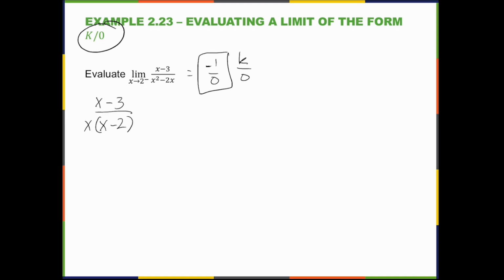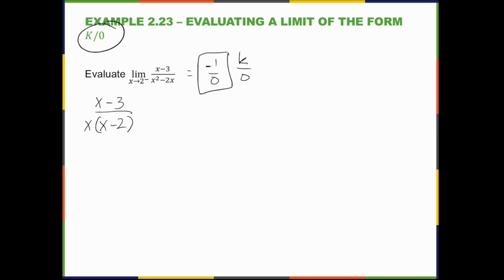So this tells us that there's nothing we can do, and we know the bottom is going to get smaller and smaller and smaller, which means the whole fraction is going to get bigger and bigger and bigger, and it's going to blow up. Now the question is, which way is it going to go? Is it going to go to minus infinity, or is it going to go to positive infinity?